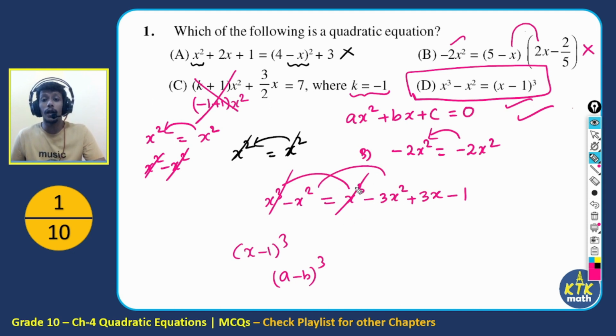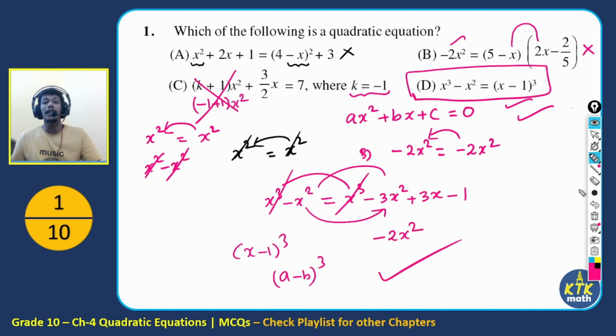The x square term coefficients are different. Don't think that x square will get cancelled. You have x square, and when you are bringing this over here, it will become negative 2x square. So the x square term is existing. The question might look easy, but you need to work on all the options. That is the interesting thing here. Just by looking you cannot say.